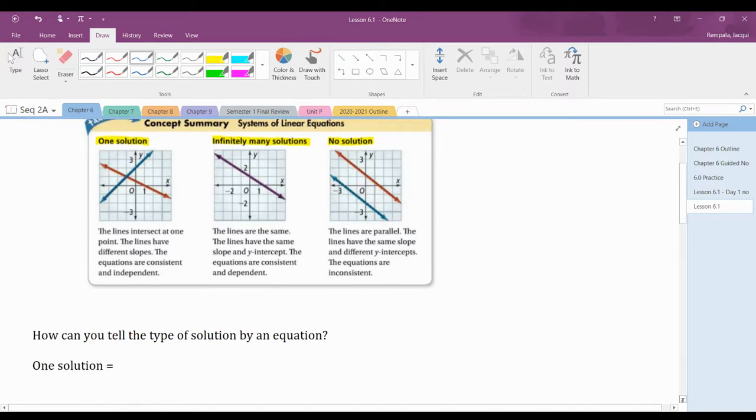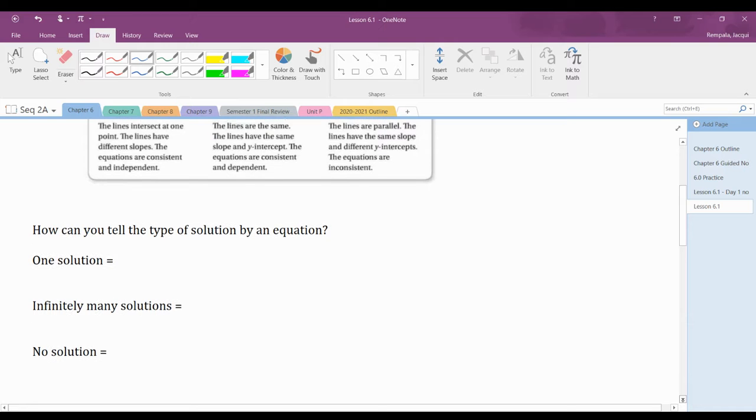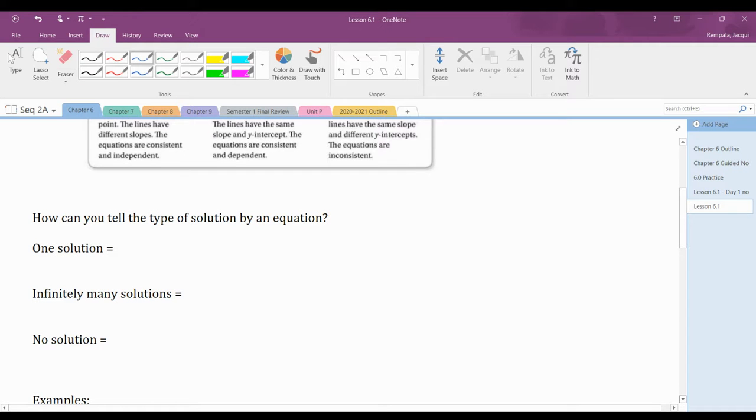So I kind of already said it, but I just want to state it in words one more time. How can you tell the type of solution by an equation? That's what we're going to be looking at today. Can you rearrange the equations to get them into slope-intercept form? And from that point, right now we're not going to actually graph them, but we're going to look at the characteristics of those lines to determine how many solutions there are.